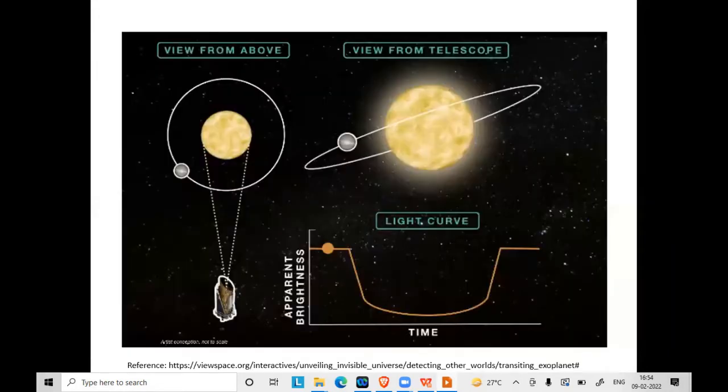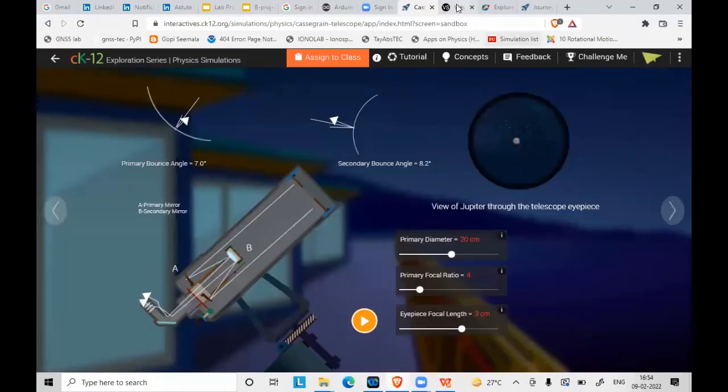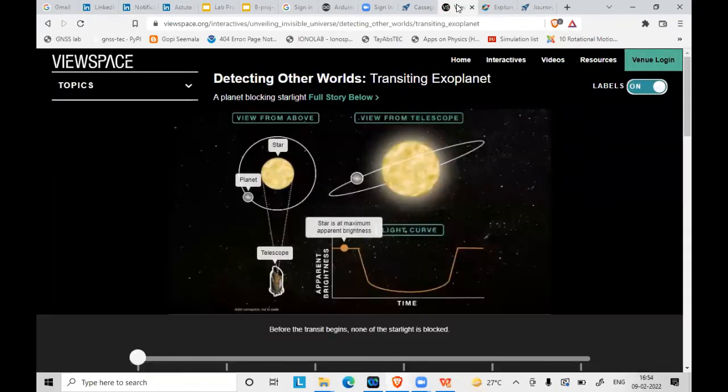Okay, so with that, I'll go on. As I have already covered one of the detection principles for finding an exoplanet around a star, let's look at the simulation. I'll go back to the simulation. Again, this is a freely available simulation. You should try it on your own.